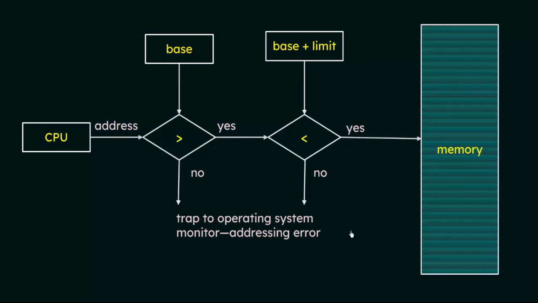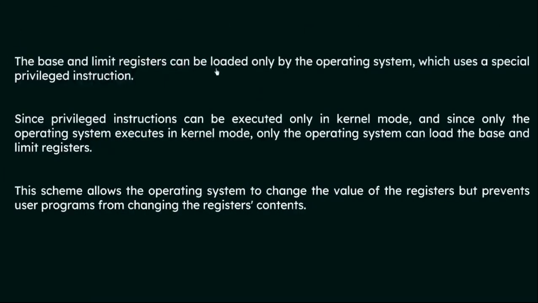So this is how the checking is done to see if we should allow a particular process to access the memory that it is trying to access or not. Okay, so the base and the limit registers can be loaded only by the operating system, which uses a special privileged instruction. So we said that we should not allow unauthorized access to the operating system. Now the base and limit registers that we have discussed just now can be loaded only by the operating system, and the operating system uses a special privileged instruction.